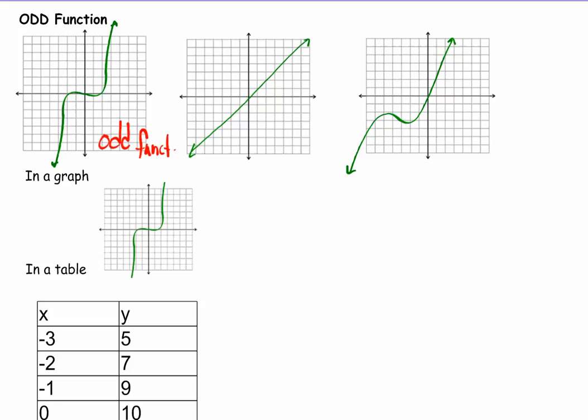Okay, let's look at this linear graph. I rotate it 180 degrees. Well, that's pretty obvious. It does look the same. Now, let's look at this last one. Okay, well, let's write down odd function for this one.